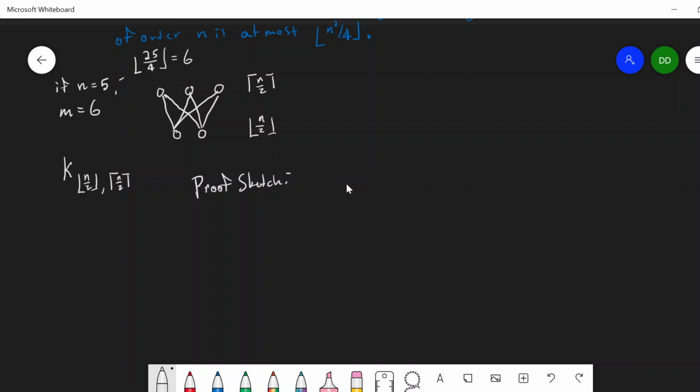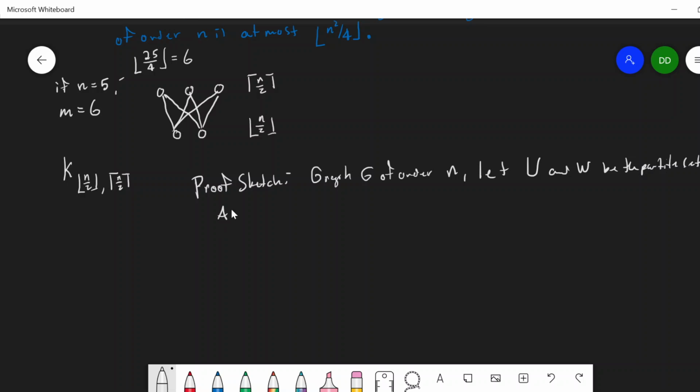So how does this work? We have a graph G of order n, and I'm going to partition the vertices into 2 sets. I'll let U and W be the partite sets. And there's lots of different options for how I could split these up. And I'll just focus on how many are in each one.